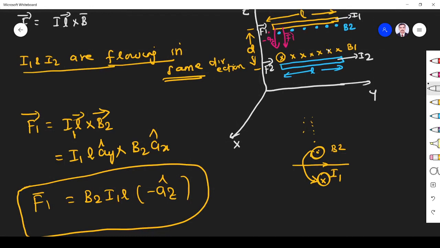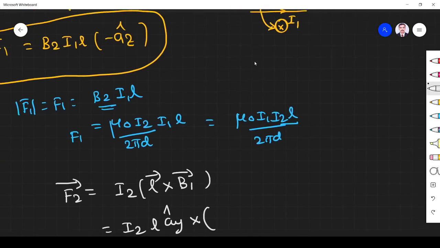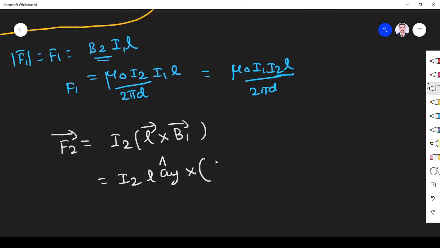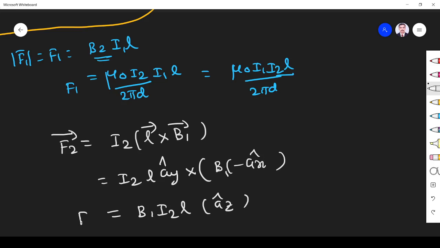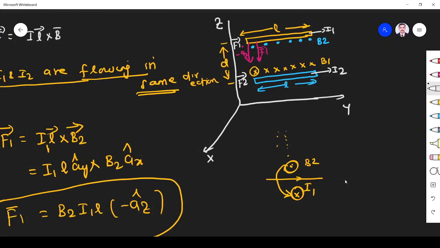What is the direction of magnetic field B1? You see the magnetic field is going in, cross. Going in means minus x, and coming out is plus x. So vector B can be written as B into minus AX. So it will be B1 I2 L, and AY cross minus AX is AZ. So F2 is along AZ.